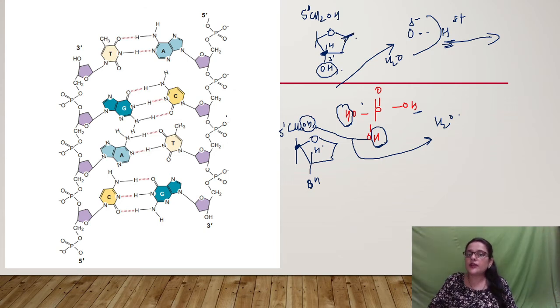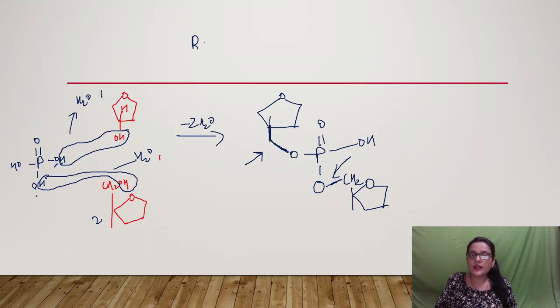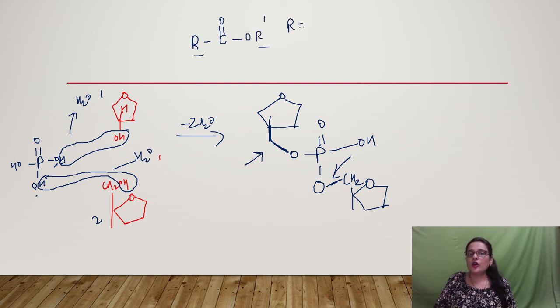So at 2 places we are getting a phosphomonoester bond. On this upper sugar we are having it on the 3 prime carbon, and on this lower sugar at the 5 prime carbon. Now let's see what an ester is. An ester is R-C double bond O-R dash. This R can be an organic fragment.